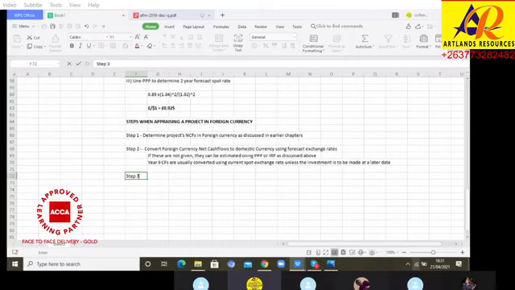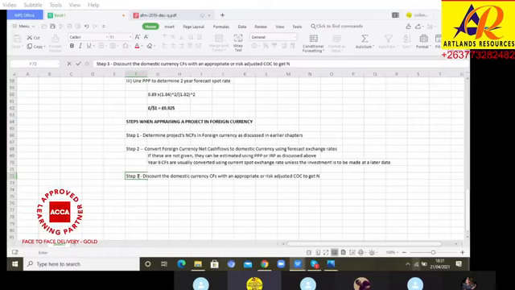Then step 3. Discount the domestic currency cash flows with an appropriate or risk-adjusted cost of capital, meaning adjusted cost of capital, to get NPV.